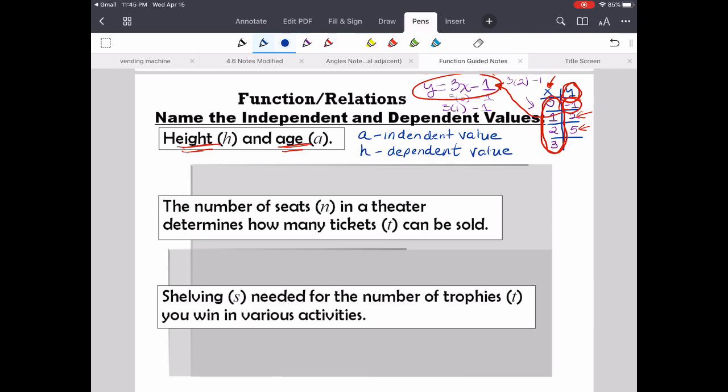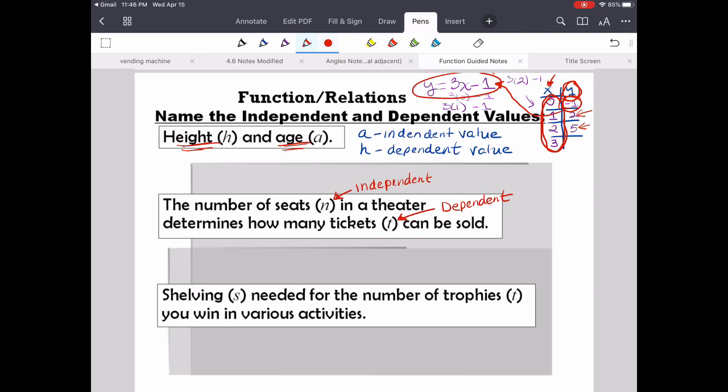So for this example, for N and for T, tickets, I would definitely say that the number of tickets is dependent on the number of seats. You don't want to do it the other way around. If you make the number of seats dependent on the number of tickets, then the venue is going to have to maybe build a new theater, make it a lot bigger, and add way more seats, or fewer. I would say the way we did it here makes sense.